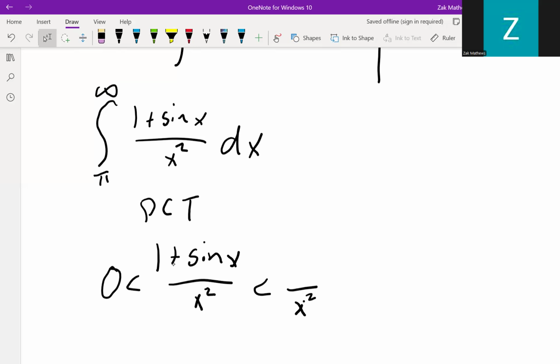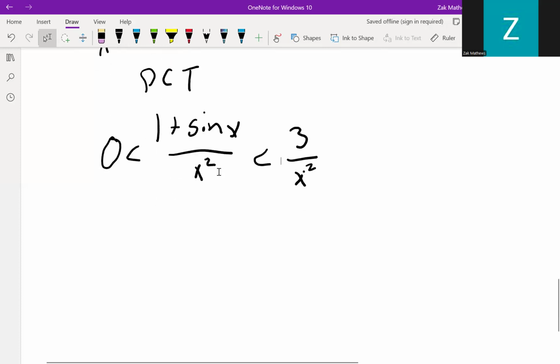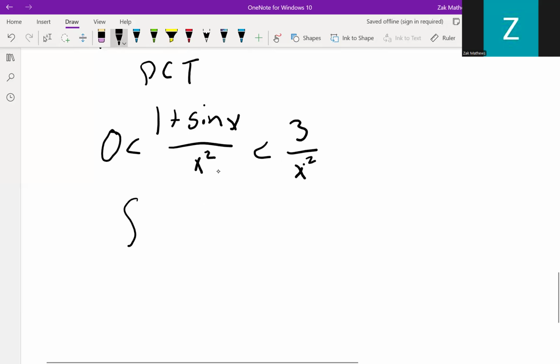Yeah, we already said it was 1. So why don't I just say 3 up here? Because at most we could have 1 plus 1, 2. I guarantee 3 is bigger than that. So I'm confident that the function I've chosen is bigger than my original function.